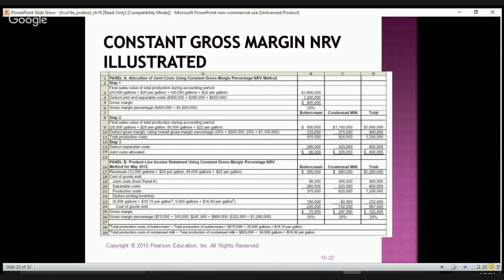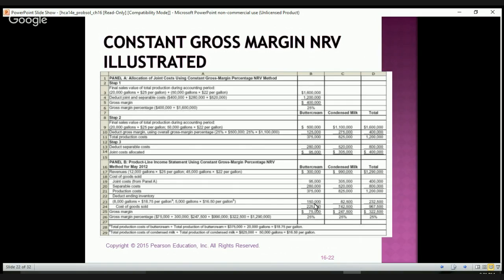Then we do the ending inventory. Now, how did we get that ending inventory number? In the notes below, we take the 375, which is the production cost, divided by 20,000, and that's how I got the $18.75. For the condensed milk, we do the same thing. We're going to take the 825 divided by the 50,000 gallons that we produced, and I get $16.50 per gallon.